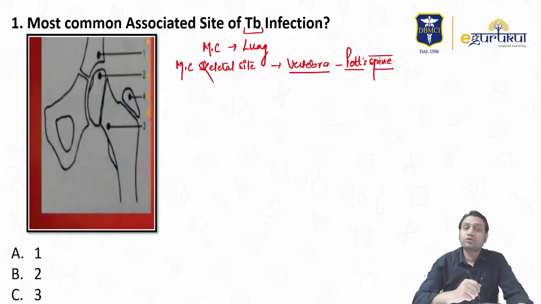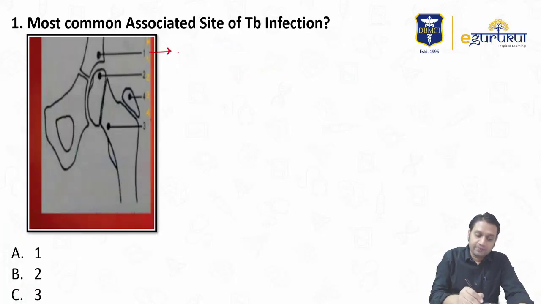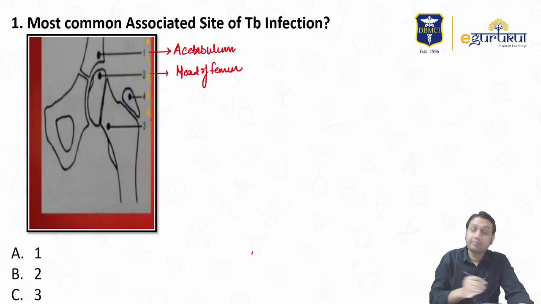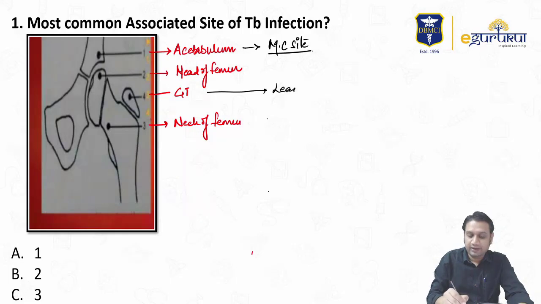There are 4 sites marked over here. Site number 1 is the acetabulum. Site number 2 is the head of femur. Site number 3 is the neck of femur. And site number 4 is the greater trochanter. Out of these sites, the most commonly affected in tuberculosis of the hip joint is the acetabulum. And the least commonly affected is the greater trochanter, right?